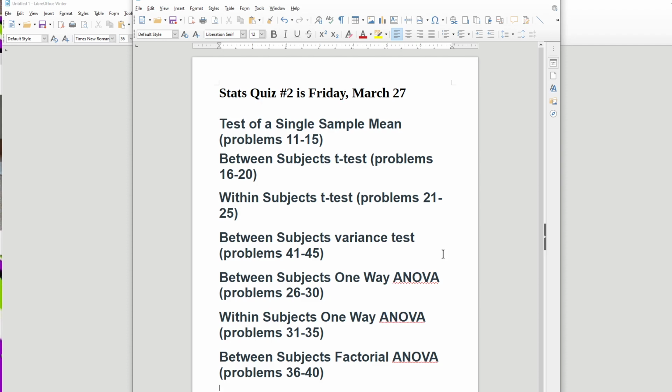Now, I wish there were an easier way to do this, but you're going to have to do the problems on your own paper. What you're going to put into the computer is you're just going to type in the name. There'll be a text box there. You just type in the name of the test that's appropriate. That's all you do on the computer. And then you need to work both problems on your own paper.